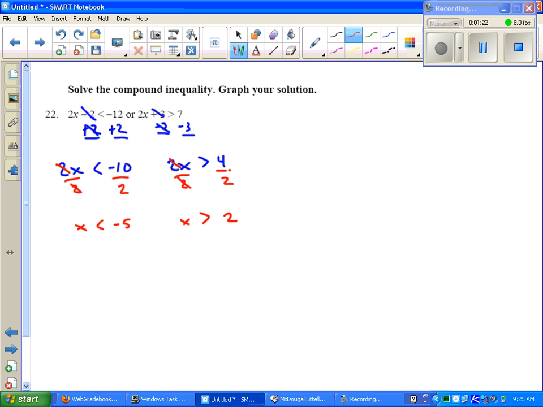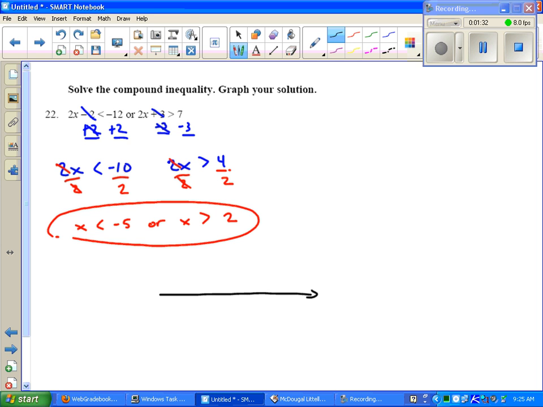So x is less than negative 5 or x is greater than 2. Then it says graph your solution. You're going to graph both of them on the same number line, negative 5 and positive 2. X is less than negative 5, so it's an open bubble. You don't color it in. Less than means all of the numbers that are smaller, this way. And x is greater than 2. Again, an open bubble. Don't color it in. Greater than means all the numbers that are larger, or everything this way.